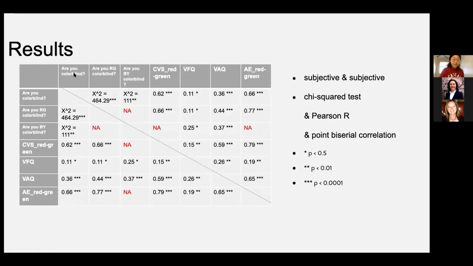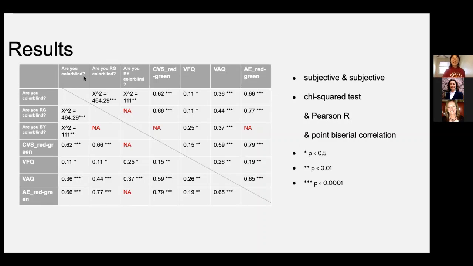So for the first three items over here, are you colorblind, are you red-green colorblind, and are you blue-yellow colorblind? These three are the categorical items. Like the answer of this are just yes or no. And the four items, the CVS red-green, the VFQ, VAQ, and red-green items developed by Andrew Elliott. So those four items are continuous variables. So that's the reason why we're using three different kinds of analysis over here.